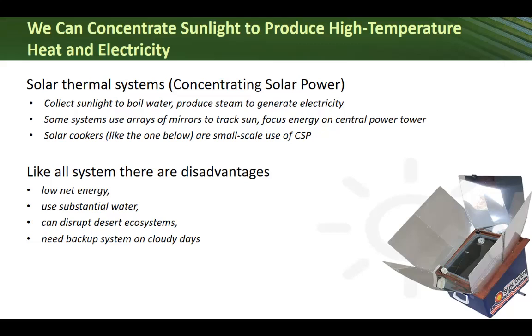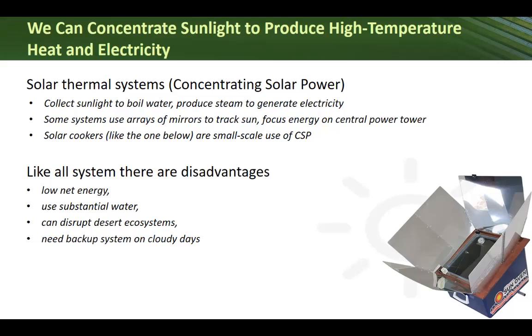Okay? But like all systems, there are disadvantages. The net energy is pretty low for one of these systems. And if you have one of the bigger ones that are going to produce a lot of energy, they use a substantial amount of water. Most of them are going to be placed into desert ecosystems, which get pretty heavily disrupted by having the actual installation there. And you need some sort of backup system because it's not always going to be sunny. You're going to get cloudy days, and then what are you going to use to go ahead and produce energy?